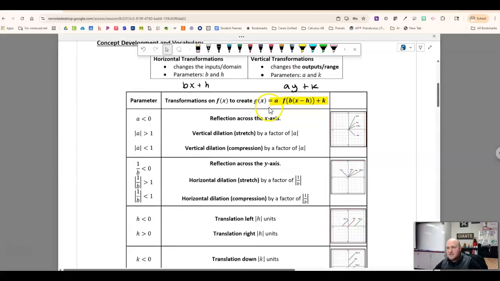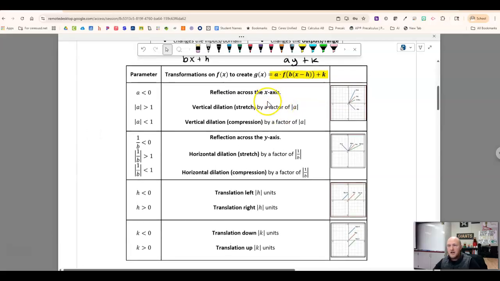And so here is a list of the effects of each of them. Your a value will control vertical dilations and reflections across the x-axis, while your b value controls horizontal dilations and will reflect across the y-axis. Your h value will take you left and right, and your k value will take you up and down.